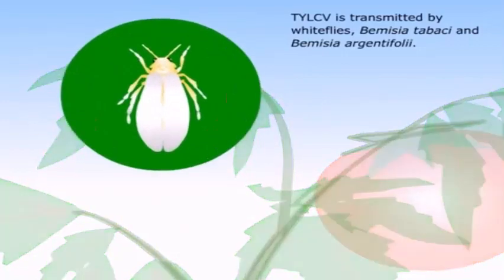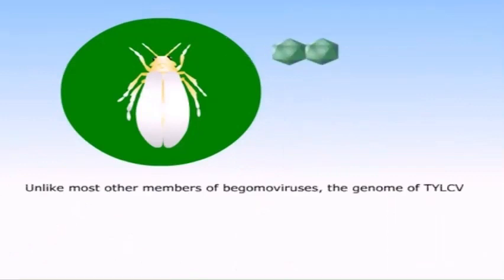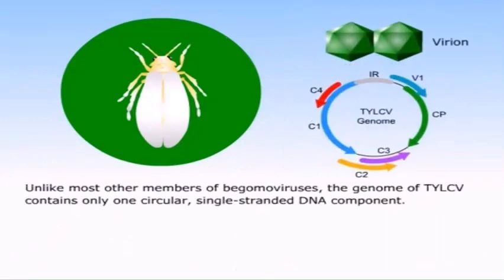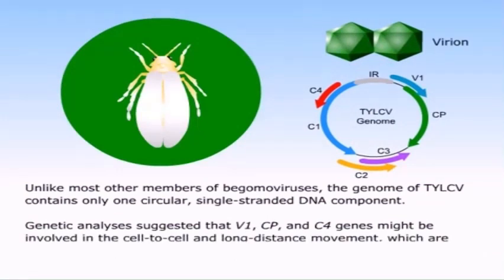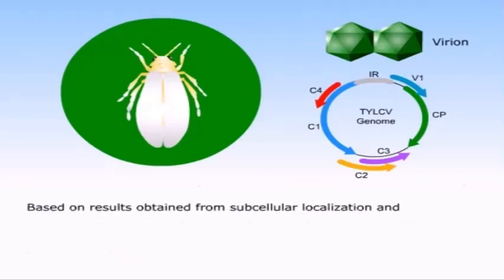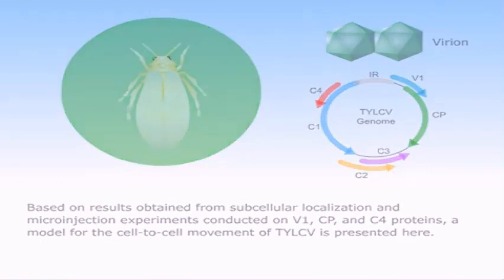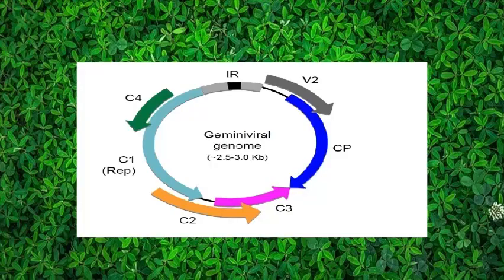The genome of tomato leaf curl virus contains single-stranded circular DNA. The coat protein is an essential component for successful transmission. The single-stranded DNA encodes for 6 open reading frames, which are V1, V2, C1, C2, C3, and C4. V1 protein protects the viral DNA by encapsulating it. C1 helps in replication. C2, C3, and C4 help in post-transcriptional gene silencing.